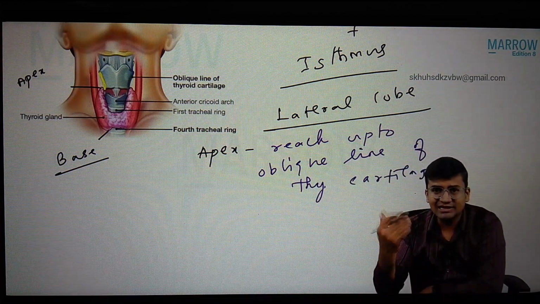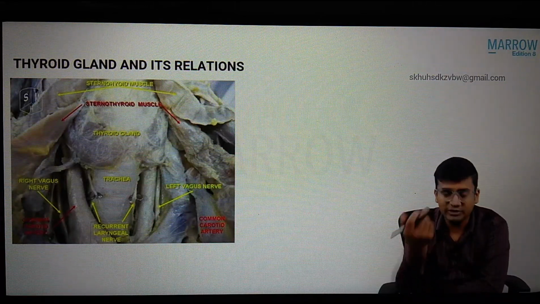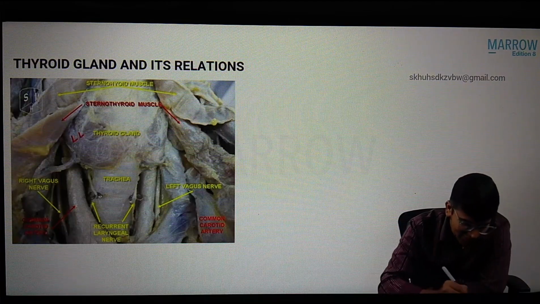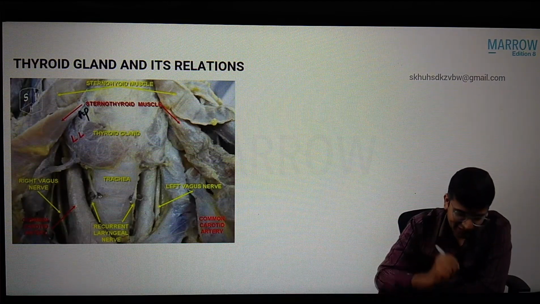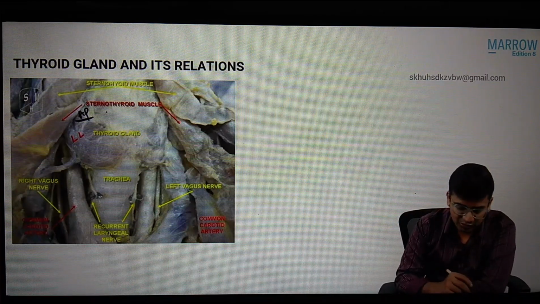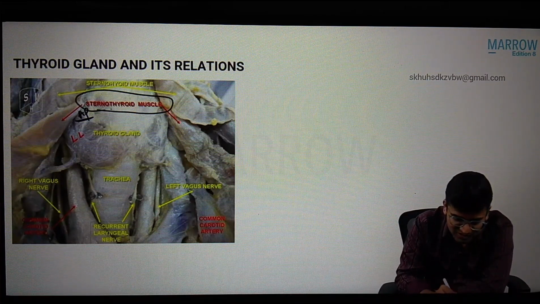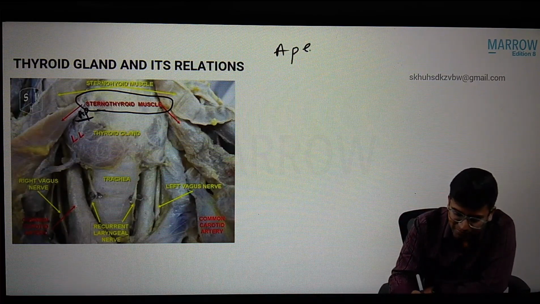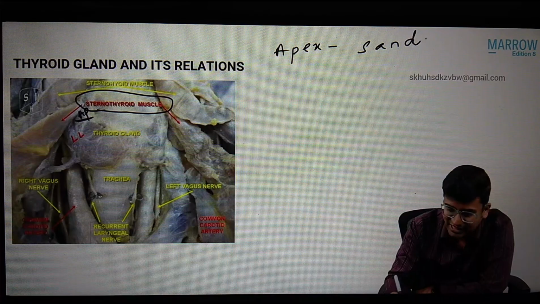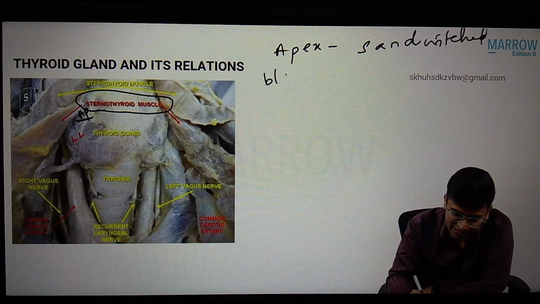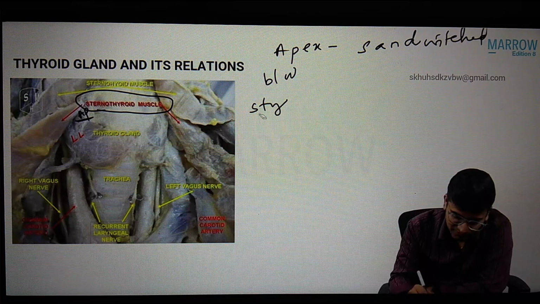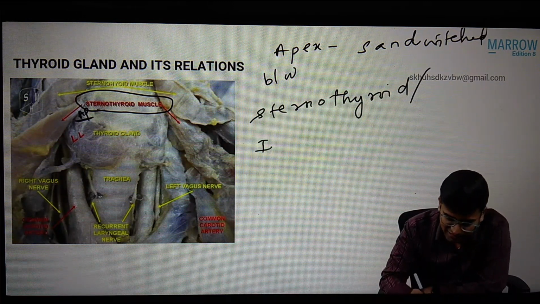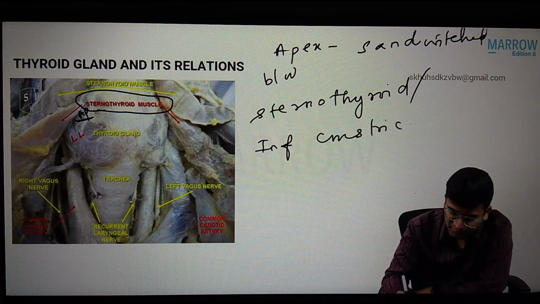Now the apex is sandwiched between two muscles. Which muscles? See here, this is the thyroid gland, this is the lateral lobe, and this is the apex. The apex of the lateral lobe is sandwiched between the sternothyroid muscle and the inferior constrictor muscle.